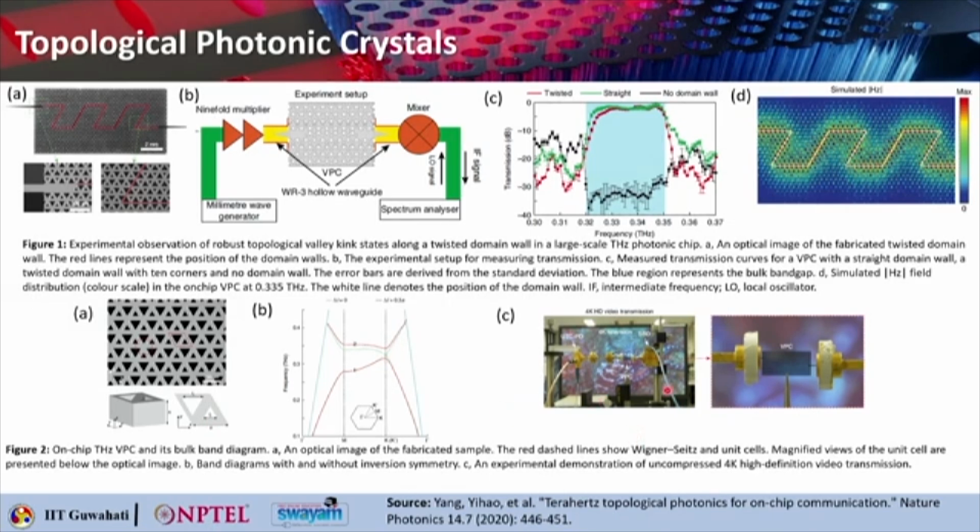So this is an experimental demonstration of transmitting uncompressed 4K high definition data. Using this waveguide channel, a transmission rate of 11 Gbps was achieved. And what is the frequency range for this kind of waveguide channel? People are designing this for 320 to 350 gigahertz, where a 30 gigahertz channel is basically created.